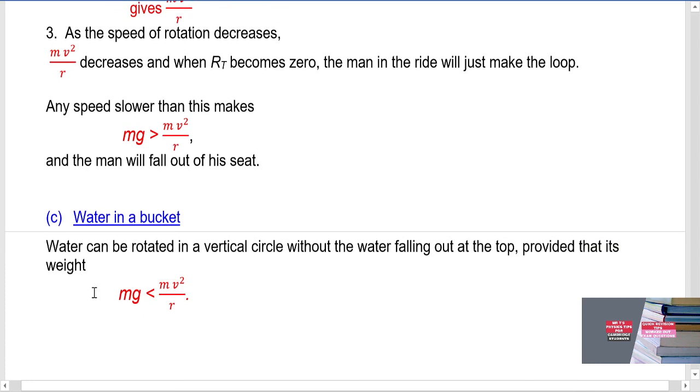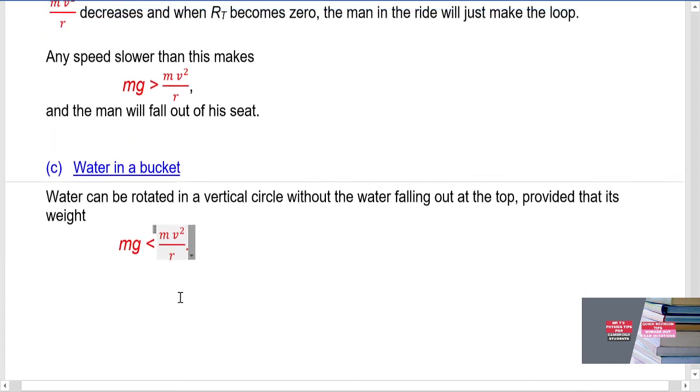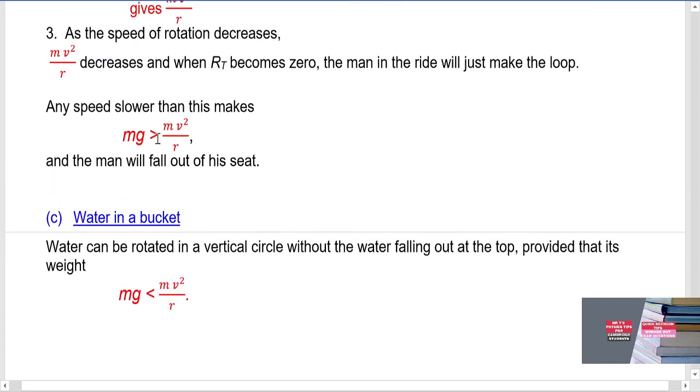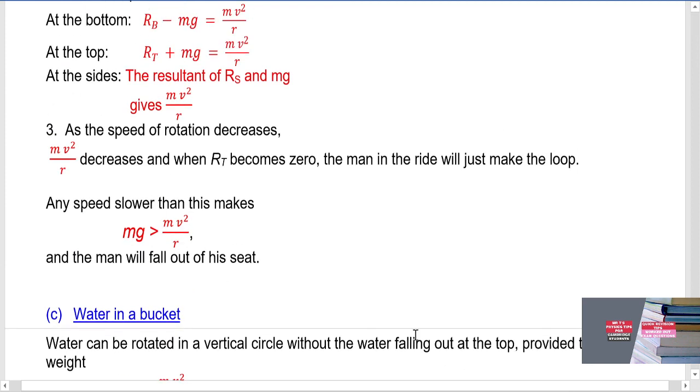So we talked about the water in the bucket, and also the looping the loop. I think that must mark the end of this video.